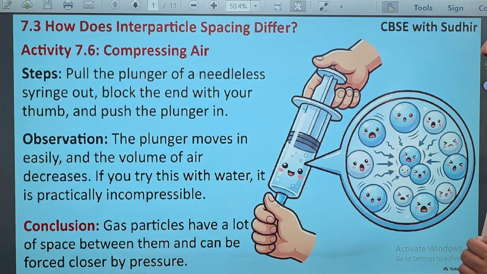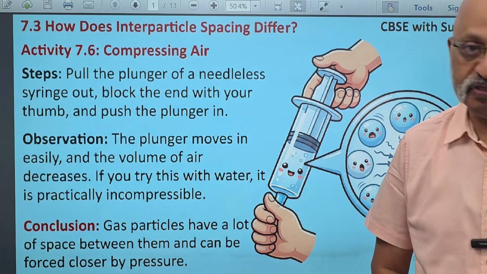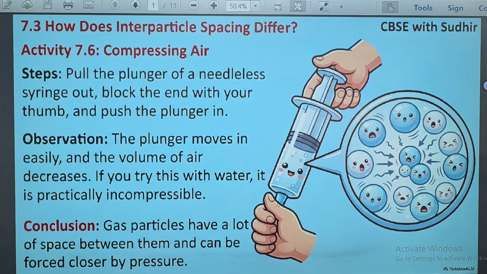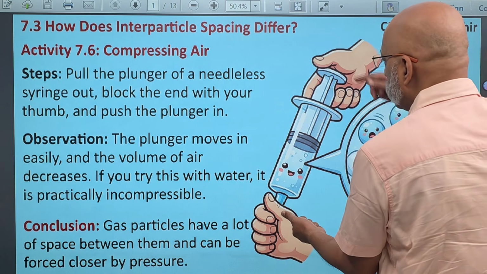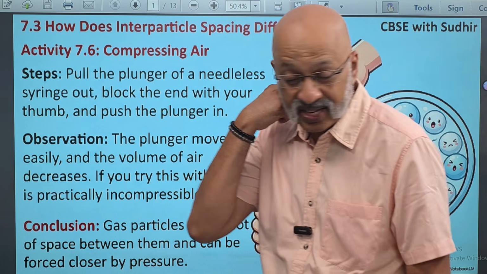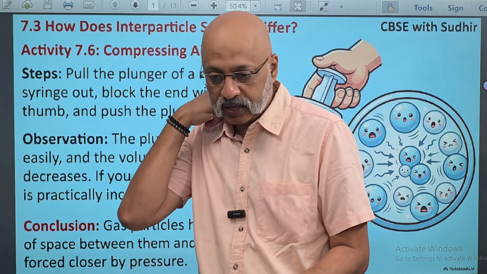Now, how does interparticle spacing differ between solids, liquids, and gases? Okay, let's look at activity number 7.6. We take a syringe without the needle. You block one end with your thumb and you push the plunger. I hope you have seen it. I could have got it. It would be lying somewhere at my house.